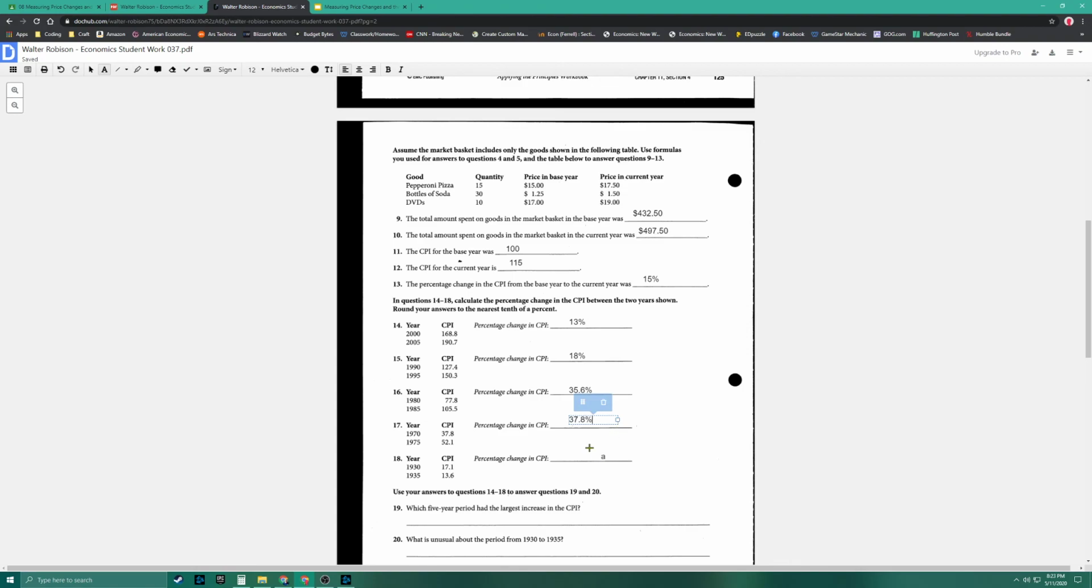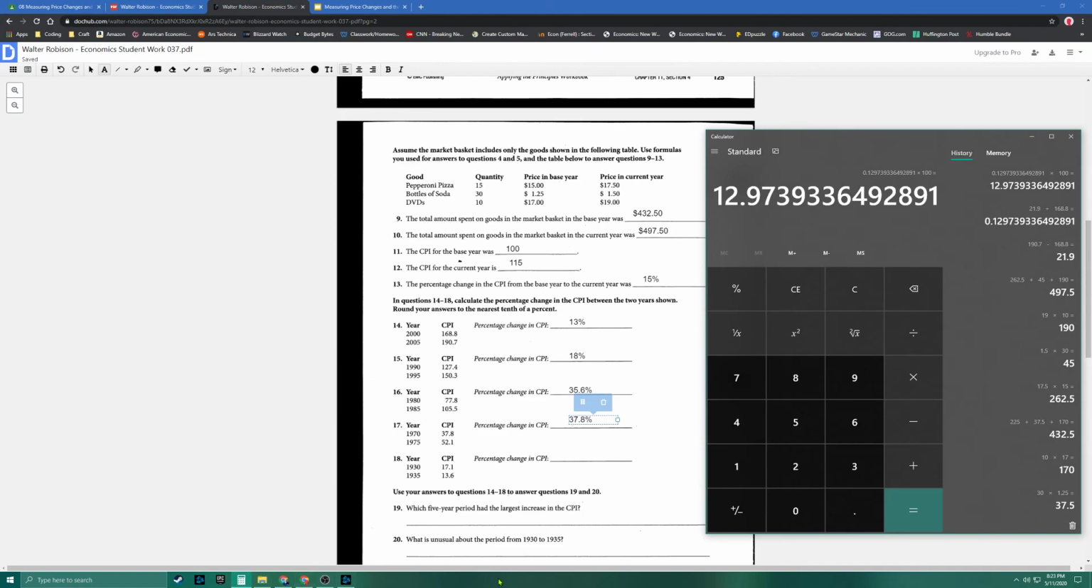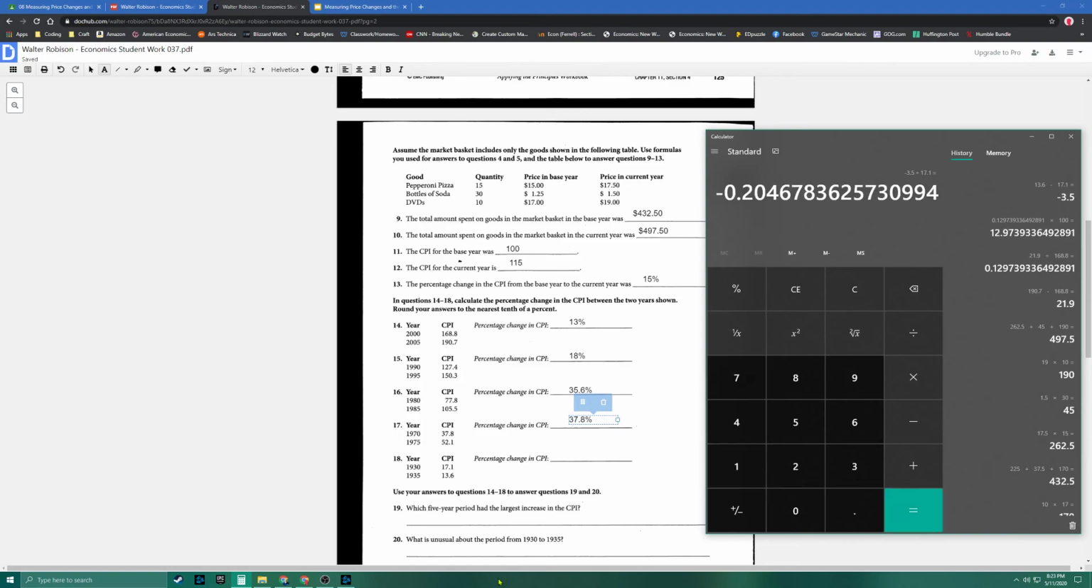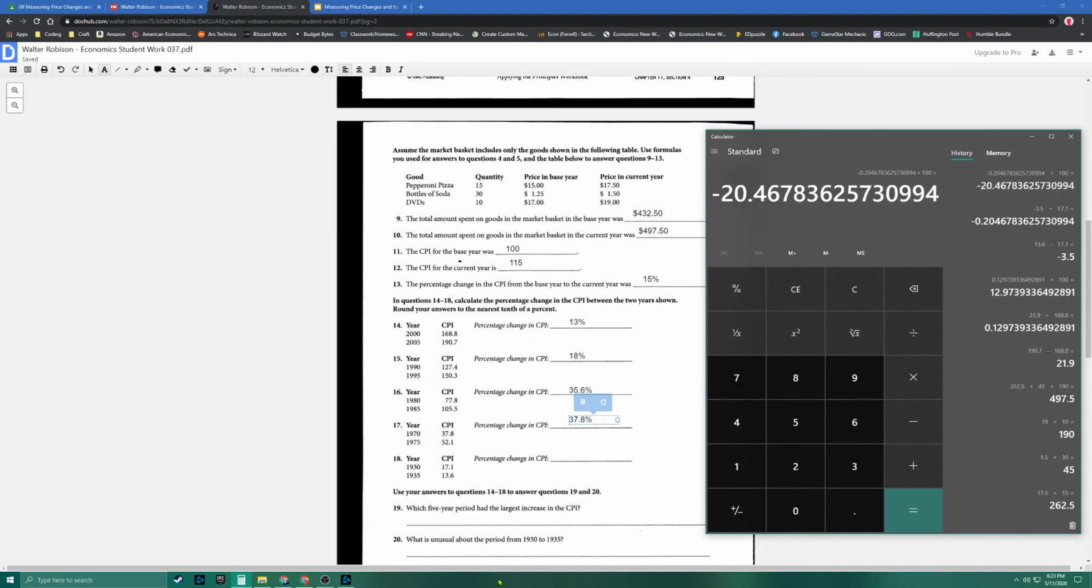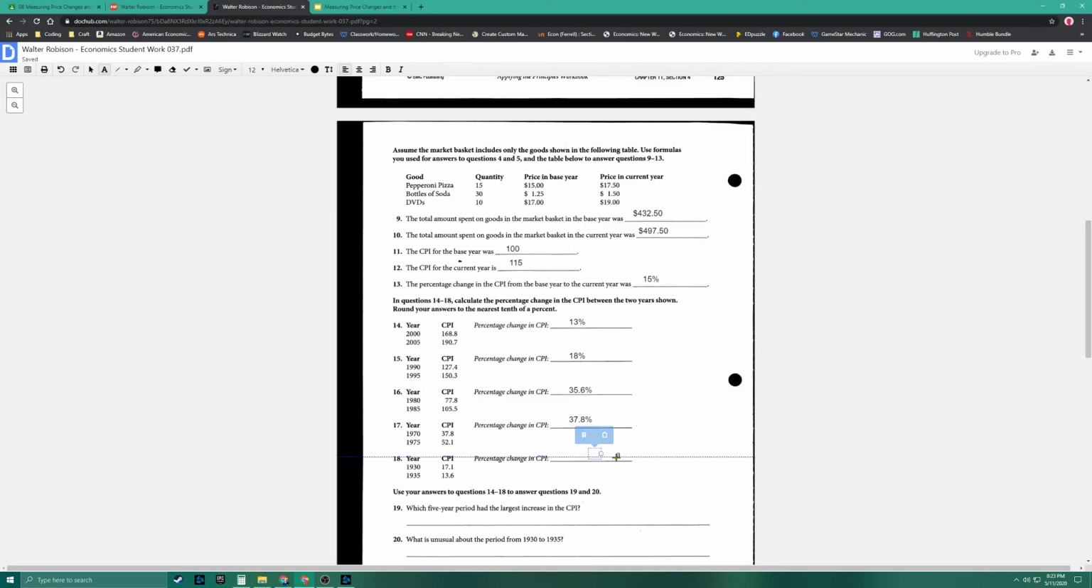And then 18 is a little bit different though. So let's actually do this one. All right. So we're going to take 13.6. We're going to subtract that from 17.1. We get a negative number. Divide that by 17.1. And we get negative 2.0467. Then we're going to multiply that by 100. And you get negative, remember it's to the tenth, so this is going to get rounded up. So this is actually negative 20.5%.